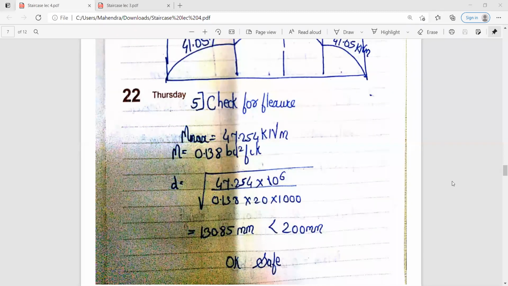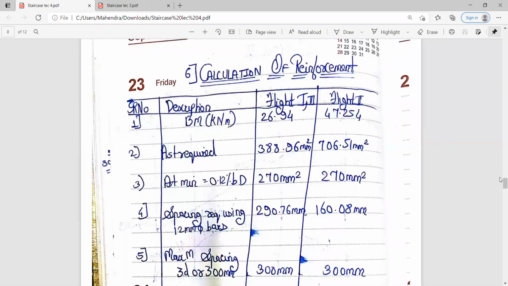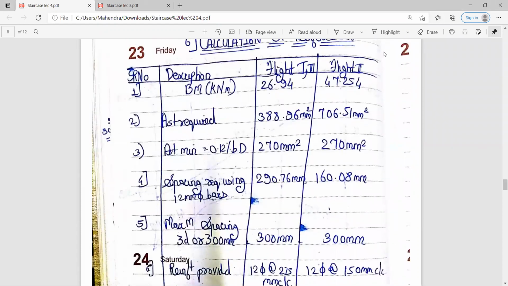Same steps you have to repeat as you had done in the last sum. Then calculation of reinforcement. Again for first and third flights, all the calculations will be same, and for the second flight the calculations are different. So make one table like this. This table will be more convenient to you rather than doing it again and again. So एक ही table में write down on the left hand side the description, and on the right hand side you can put up the calculated values.